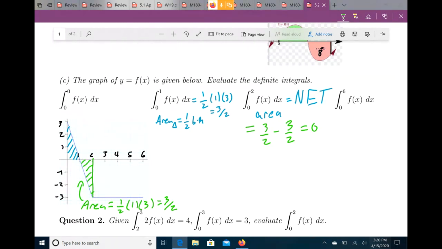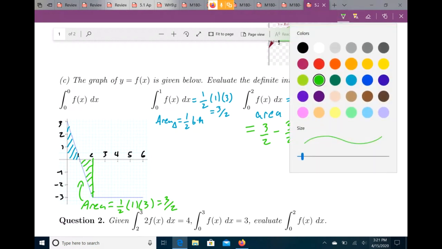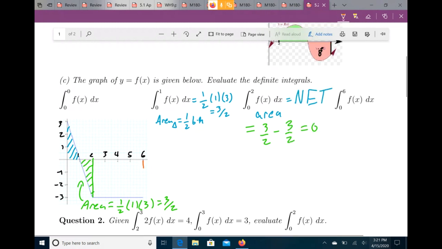All right, so from 0 to 6, the next integral asks us to compute the area under the curve from 0 to 6. We've already computed it from 0 to 2, so you can do these in a piecewise manner, one shape at a time. I know the area from 0 to 2 is 0, so all that's left is the part from 2 to 6. So I'll just need to compute this area here.